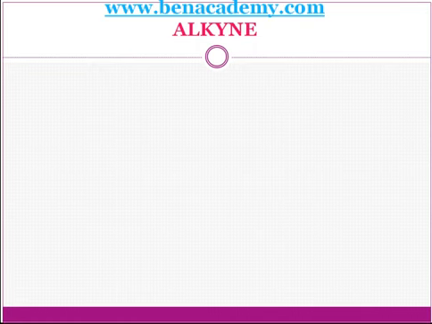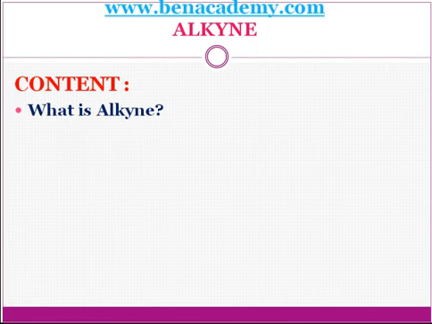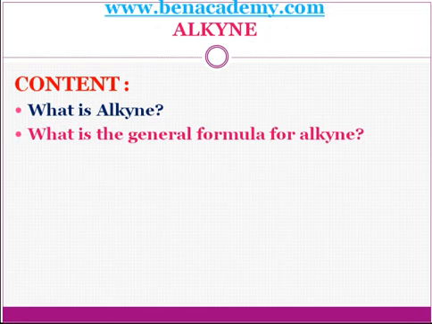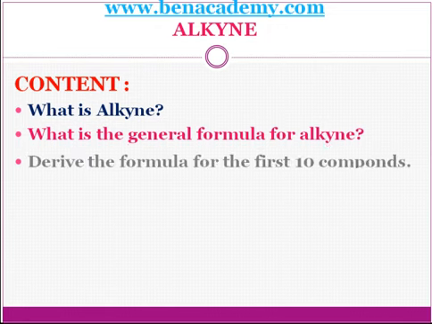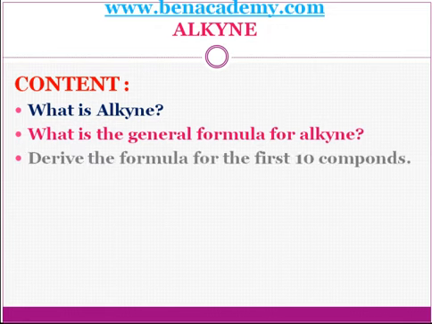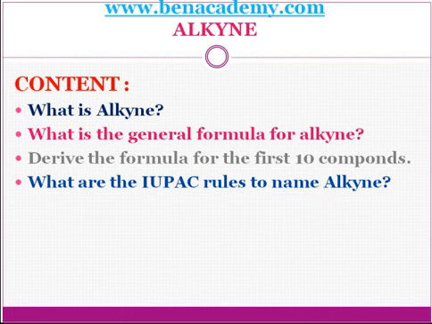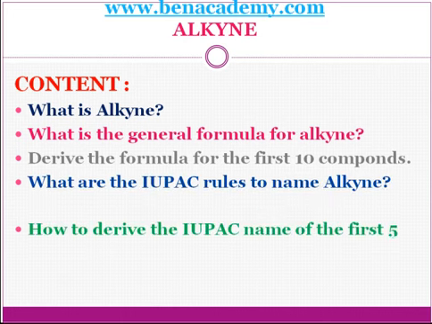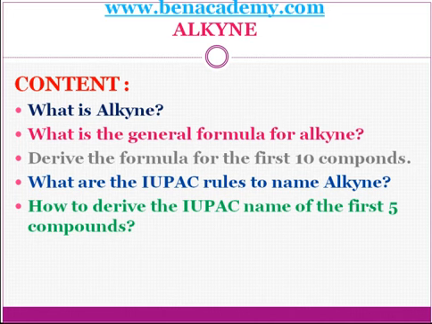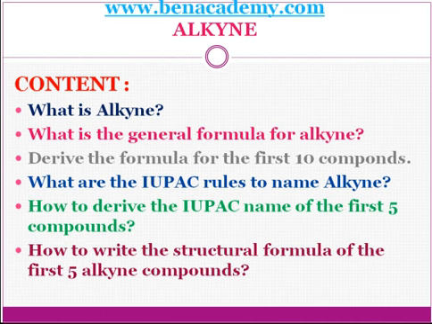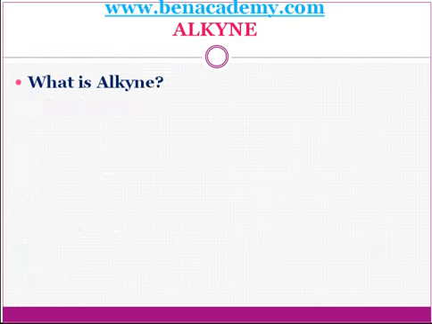First of all, let us see what are the contents we are going to see in this chapter, Alkyne. What is alkyne? What is the general formula for alkyne? Derive the formula for the first 10 compounds. What are the IUPAC rules to name alkyne? How to derive the IUPAC name of the first 5 compounds, and finally how to write the structural formula of the first 5 alkyne compounds. Now let us see one by one. What is alkyne?